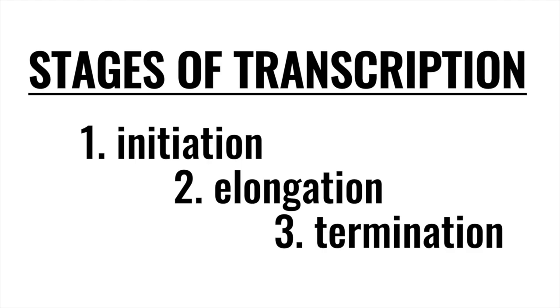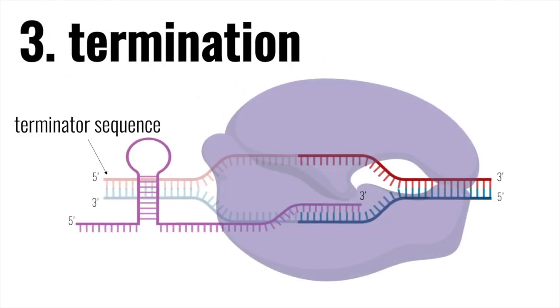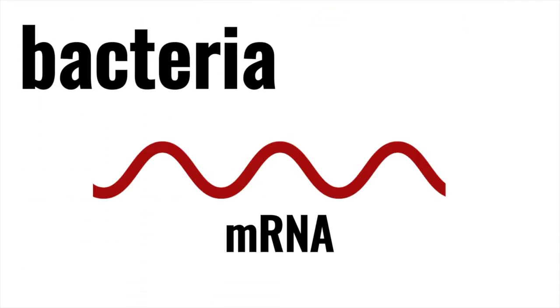Finally, there's termination. In this step, sequences called terminators signal to the RNA transcript that it's complete. Once they are transcribed, they cause the transcript to be released from the RNA polymerase. So in the example shown in this video, a type of termination mechanism involves the formation of a hairpin loop in the RNA that's shown here. After termination, the RNA transcripts are immediately processed and ready to be used as messenger RNA in bacteria.